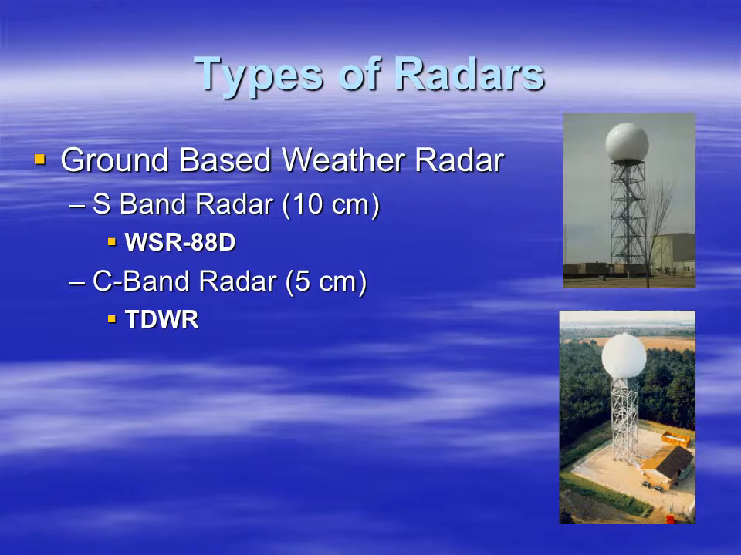And then the FAA has a C-band type radar that's located near airports. It's called TDWR. TDWR stands for Terminal Doppler Weather Radar. These are 5 centimeter radars, so they can see smaller objects in the atmosphere, small drops, and even aerosols in the atmosphere, and they can even pick up clear air returns sometimes. And TDWRs are usually about 10 miles to 15 miles from an airport. They scan over the airport looking for wind shear and microbursts.